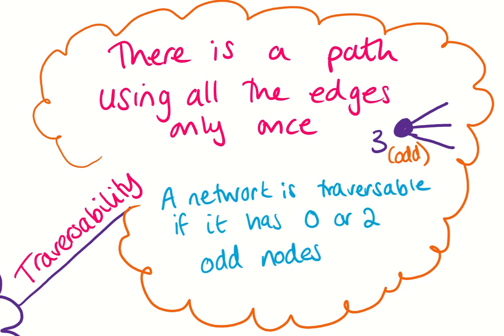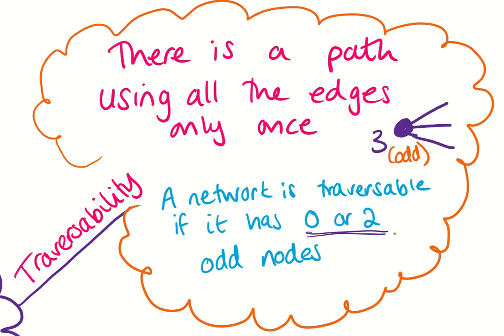Now, it's really important that when you're justifying your decisions about whether something is traversable and whether it's possible to do that type of path or circuit, then you have to make this statement about it having 0 or 2 odd nodes for it to be traversable. You've got to make sure you include that.